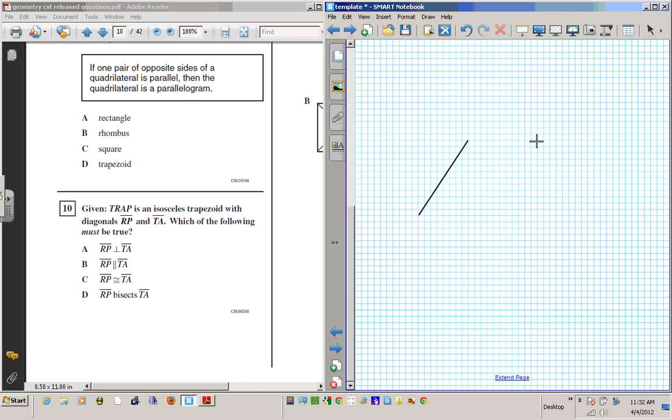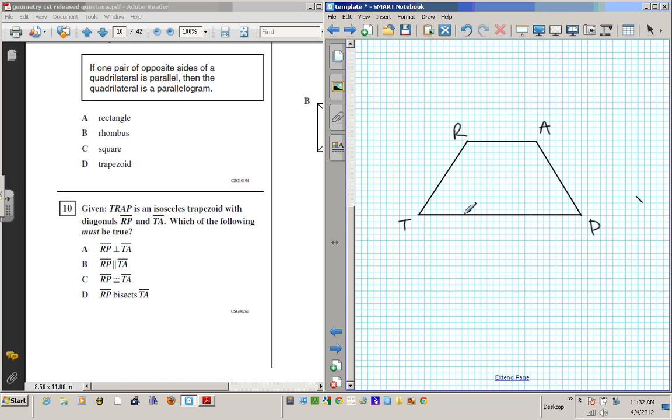Let's see. I went 1, 2, 3, 4, 5, 6, 7. 1, 2, 3, 4, 5, 6, 1 more, 7. Okay. Bam. Like that. And then we connect it to the one pair of parallel sides. So what does it mean for a trapezoid to be an isosceles trapezoid? Let's label it T-R-A-P.